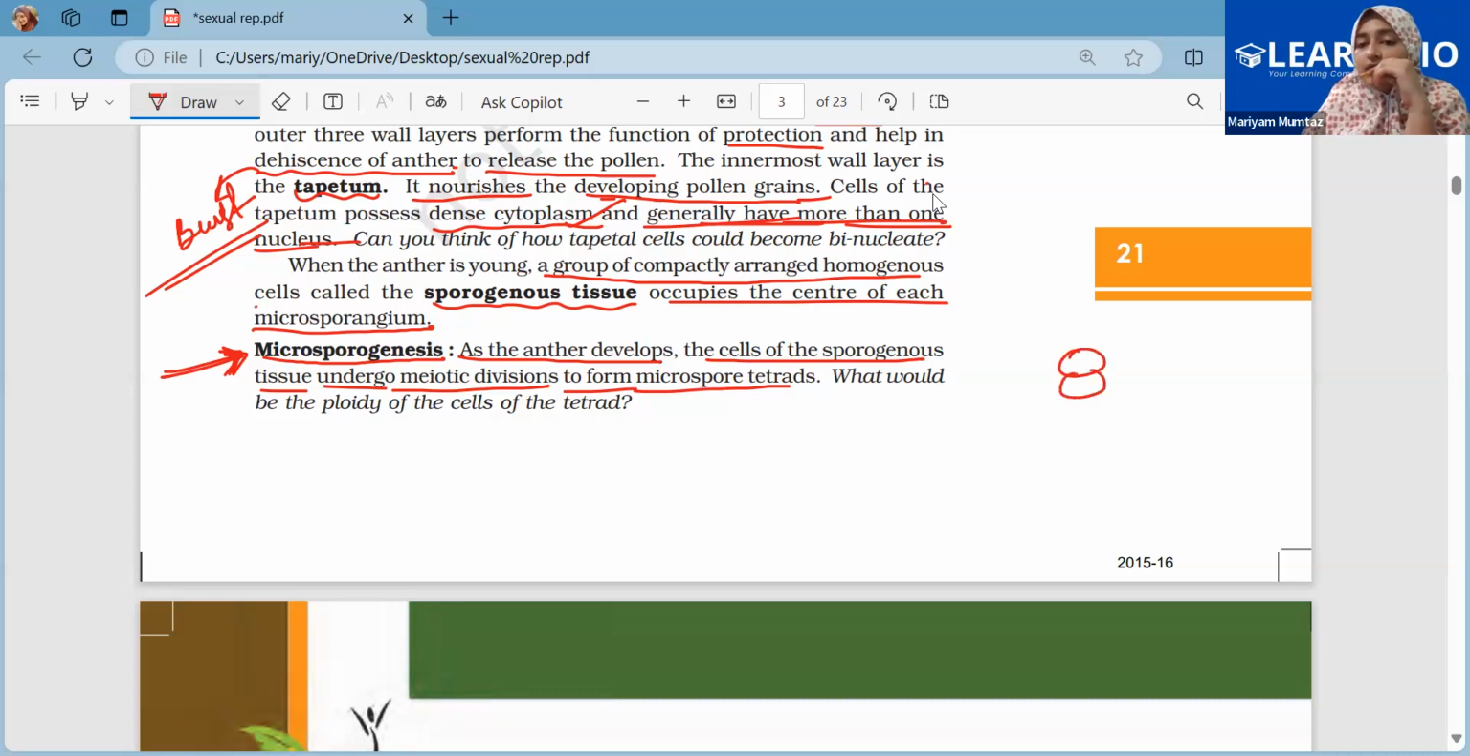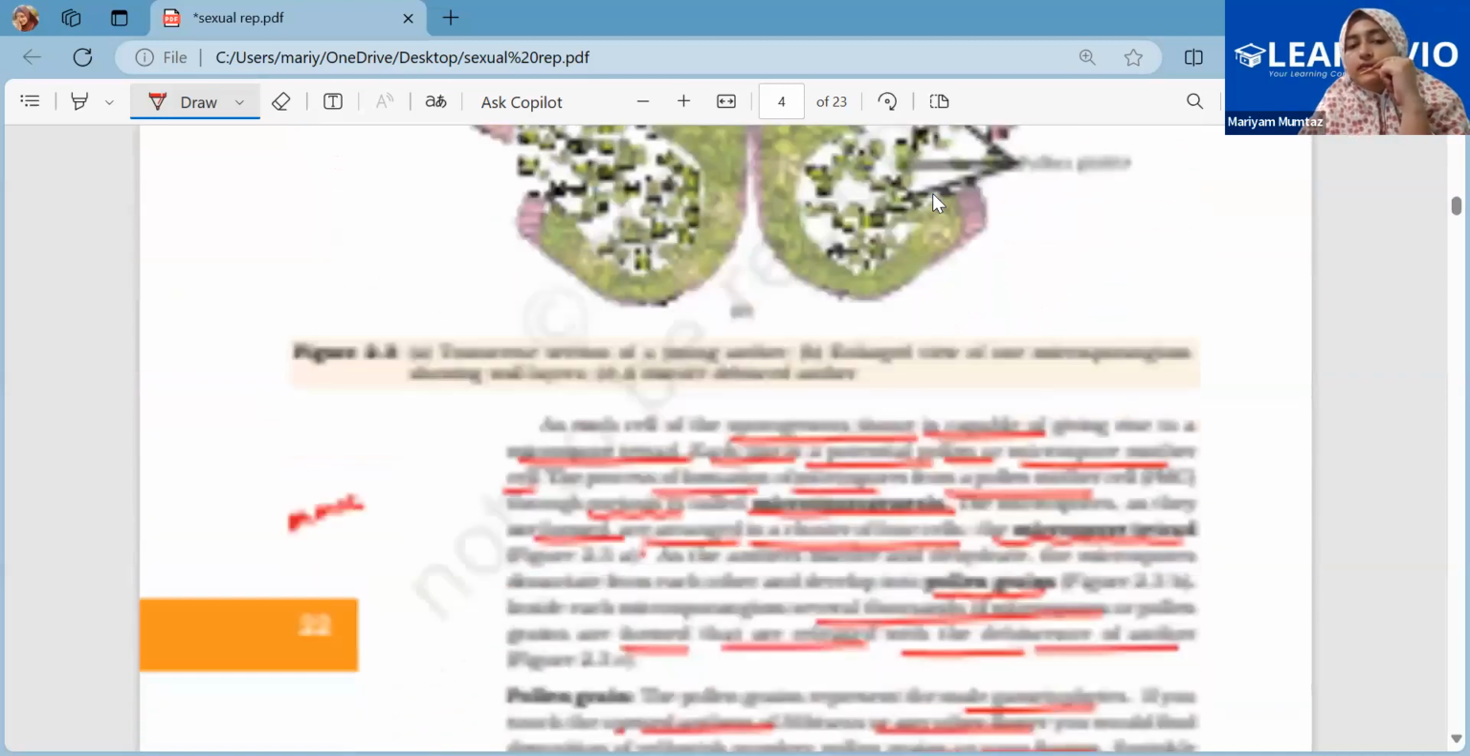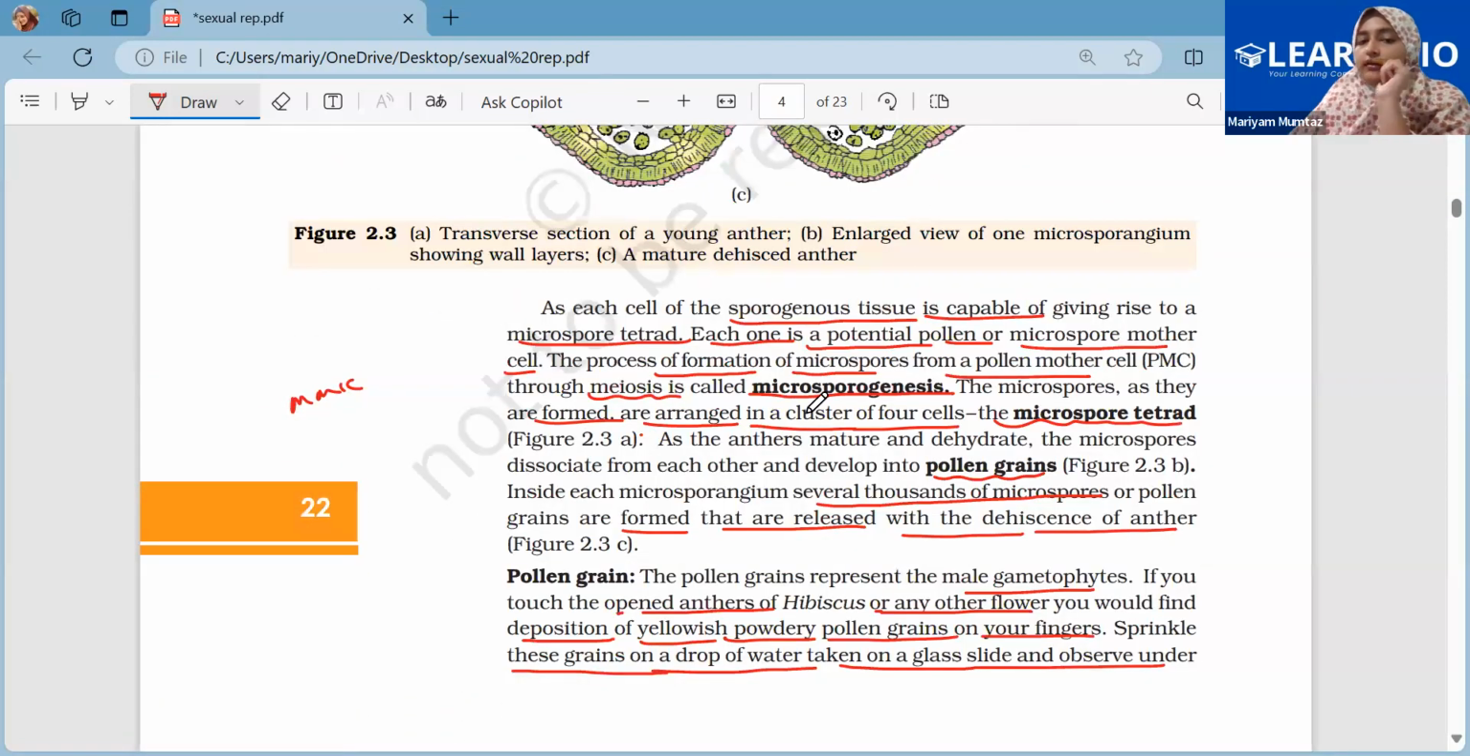Tetrad means 4 cells in a linear sequence. This is a tetrad. Now, as each cell of the sporogenous tissue is capable of giving rise to a microspore tetrad, each one is a potential pollen or microspore mother cell. These tetrads are capable of making the pollen grain.